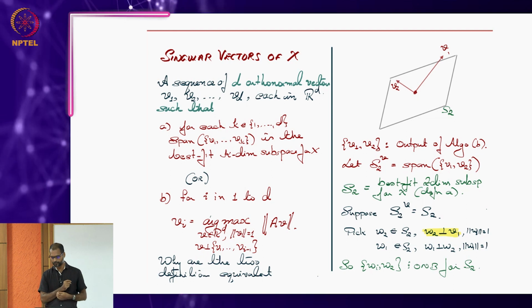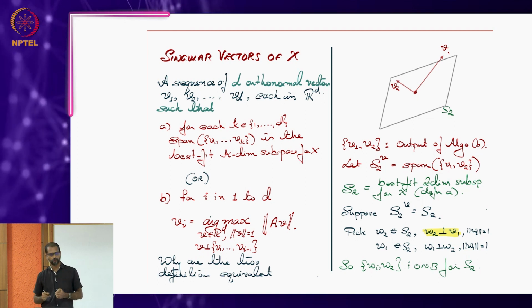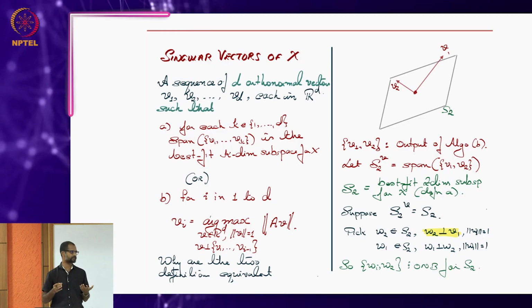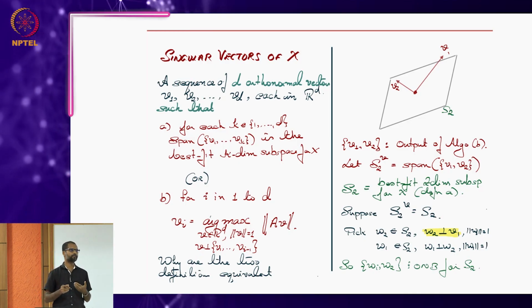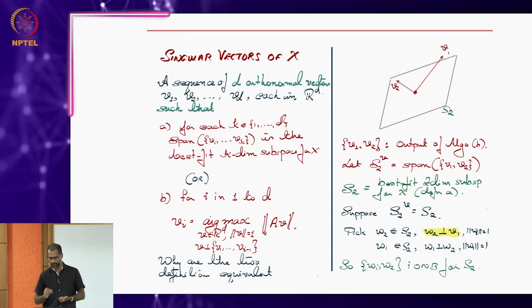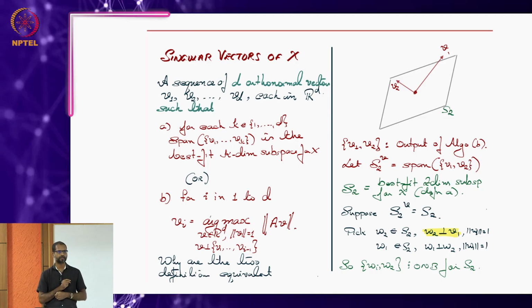So let me set up some notation. For ease of imagination, think that the ambient space is 3D and we are looking for the best 2D subspace. That best 2D subspace is what I denote by S2, right? That is pictured in this.